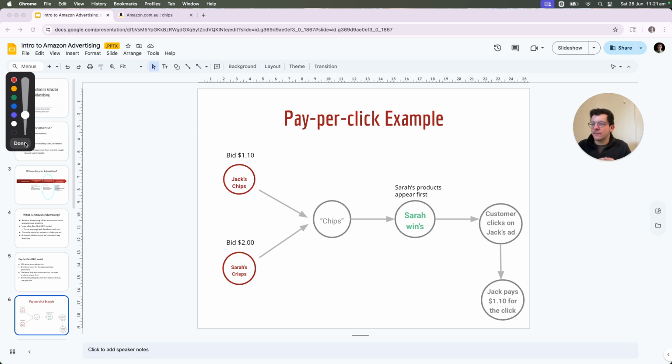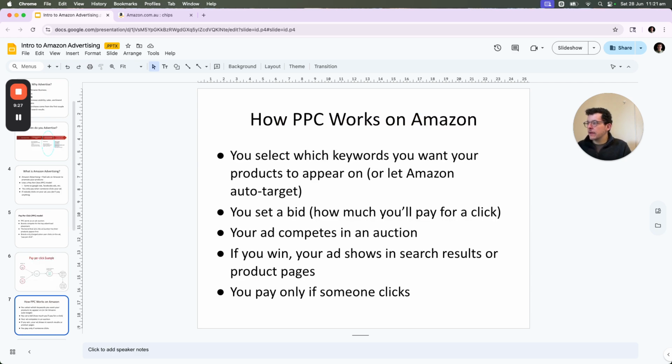But again, this is just an overview of how it works in the back end. We don't really see this play out. These ad auctions are all in the back end. So that's PPC, and then how does PPC work on Amazon?